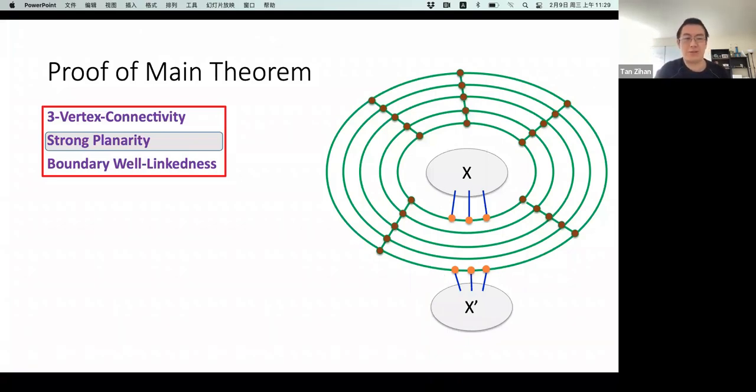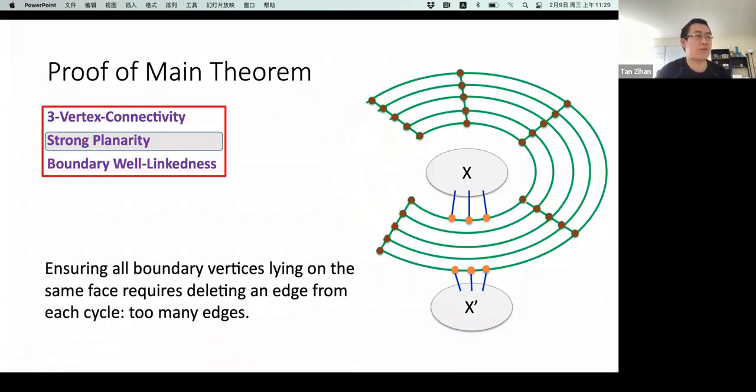If we are going to make it happen, then we have to delete one edge from each cycle. Afterwards, they now appear on the same face. But this is a little bit too costly because the number of cycles may be too many. So we might end up deleting too many edges. This is something that we cannot afford.